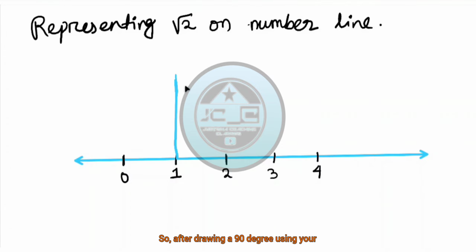So after drawing a 90-degree angle using your protractor at the first unit, you again have to measure exactly 1 unit from here, and using your compass, whatever you call it, you draw an arc of 1 unit here, exactly 1 unit, right? So from here to here is 1 unit, and exactly the same 1 unit should be drawn here, and then you connect the points.